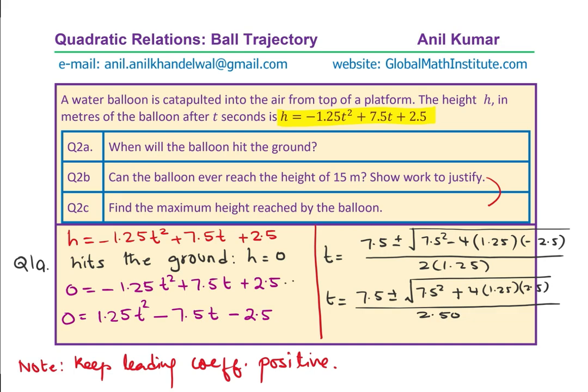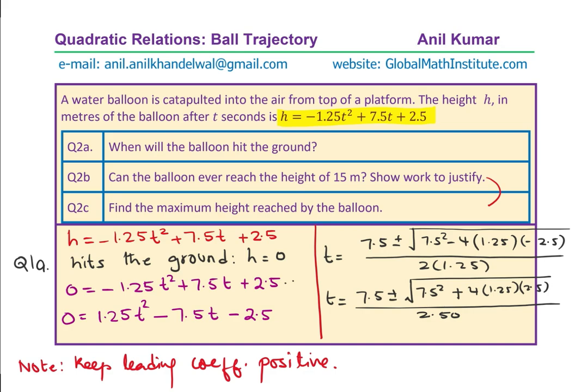Okay, so let's work out the square root part first, which is 7.5 squared plus 4 times 1.25 times 2.5. And that gives you 68.34. We'll square root our answer, and that gives you 5 square root 11 by 2, right?